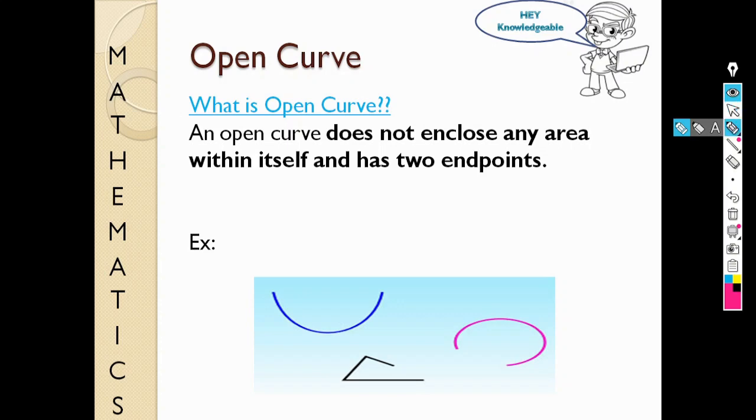So let's see what an open curve is. An open curve does not enclose any area within itself and has two endpoints. If you see, this has two endpoints, this and this, so we can call this an open curve. In the same way, this figure also has two endpoints, one here and one here, so this is an open curve. This figure also has two endpoints, one here and another here, so it is an open curve.